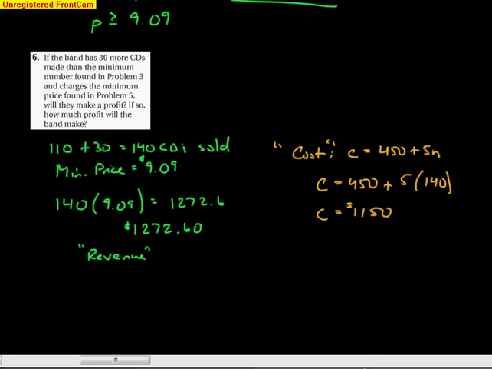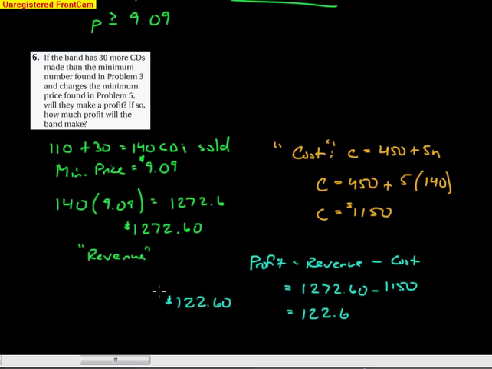So now, to find if we have a profit, you simply take the revenue minus the costs. So that would be 1272.60 minus 1150. That gives us a profit of $122.60. So we do get a profit of $122.60.